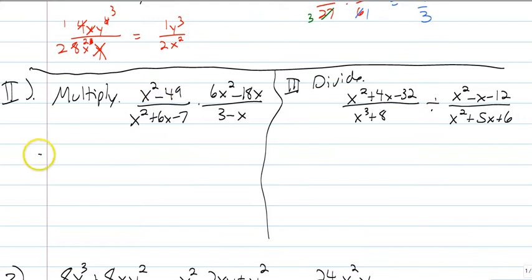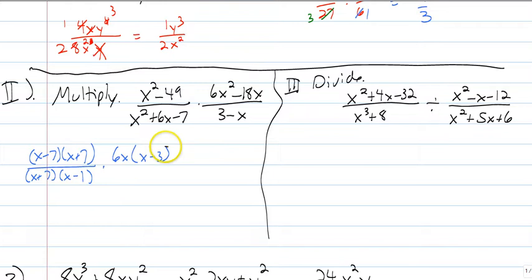So the first step is we have an x minus 7 and an x plus 7 over, when you factor that, that should just be 7 and 1, plus 7, x minus 7, or x minus 1, times, factor this, again, GCF, we could take a 6x out, always take out the GCF, and then we're left with x minus 3 over.